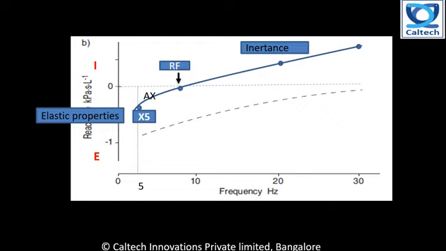Now let's take a look at this scenario over here. You can see that the X5 has become more negative and the resonant frequency has increased. It has shifted towards the right, and the area AX has also increased. Increased AX tells us that the elastic properties of the lung are hampered.